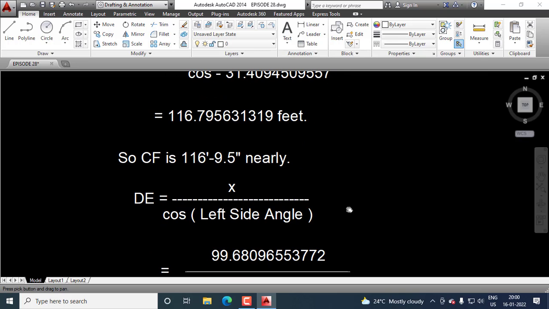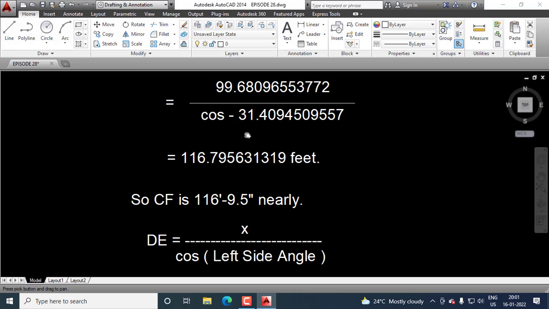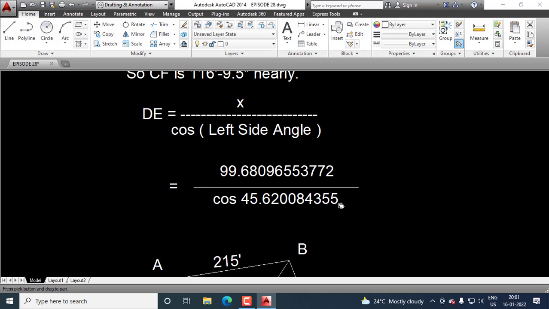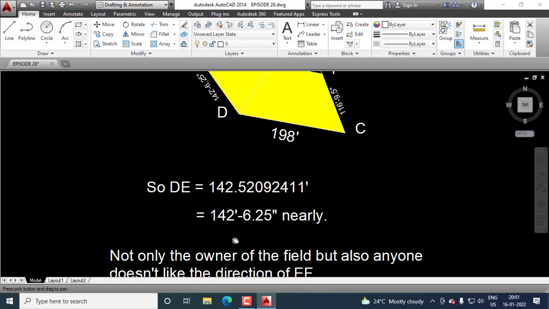In the same way, we calculate DE. DE is equal to x by cos left side angle. X is this figure, left side angle is this figure, cos 45.620084355. Here there is a minus sign, here the minus sign is absent because this angle is inside the field. So DE is equal to, after calculation, 142.52092411 feet. This is equal to 142 feet, 6.25 inches nearly.